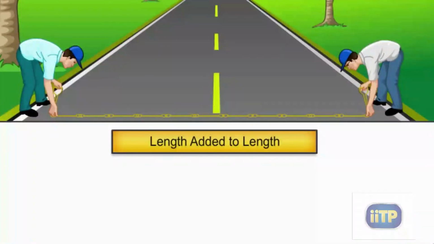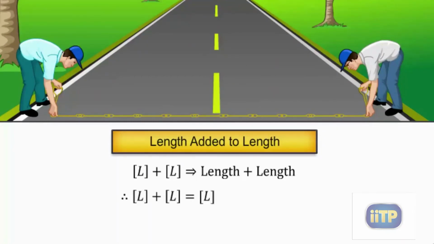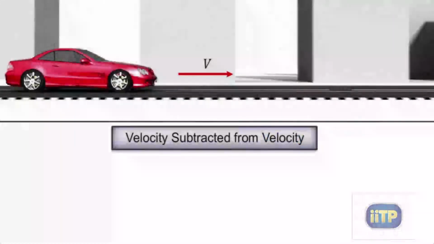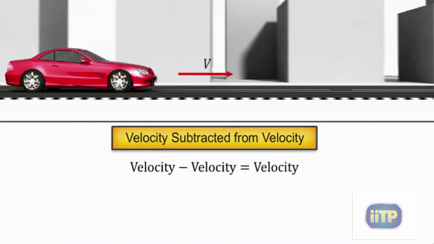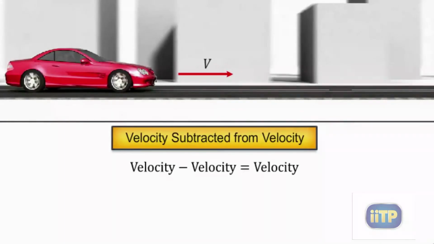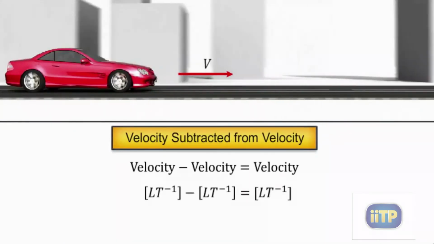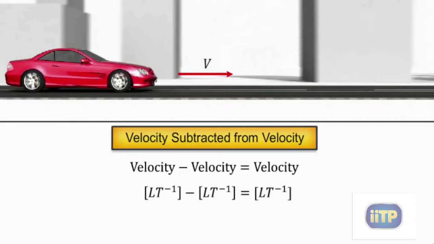It is very important to know that when we write L plus L, as shown, we mean length added to length. So, we get length. Again, it is not 2 times L as we are not adding the magnitudes of the length. Similarly, if velocity is subtracted from velocity, we get velocity. Thus, LT power minus 1 minus LT power minus 1 equals LT power minus 1.